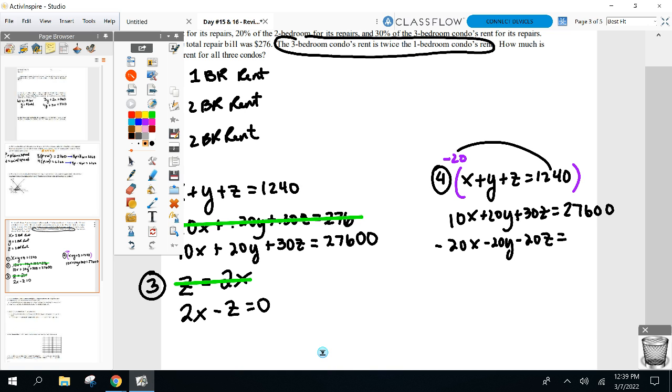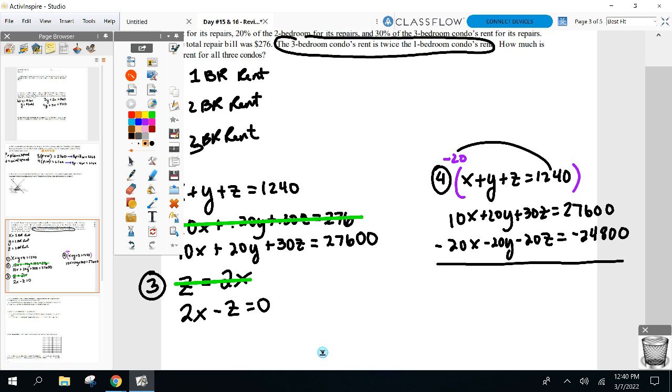Negative 20 times 1240. Can I get a little help? Thank you. Hey, 800, right? So let's add that extra zero in. This is where mistakes happen, right there. I forget that extra zero.